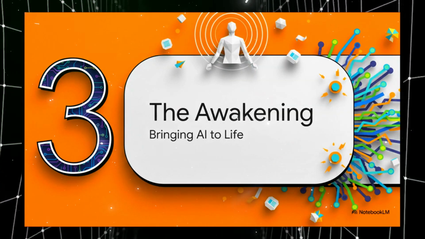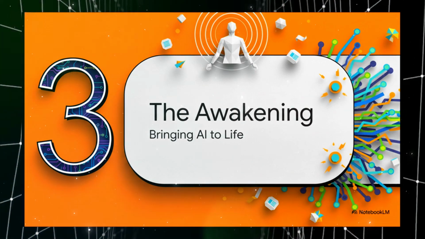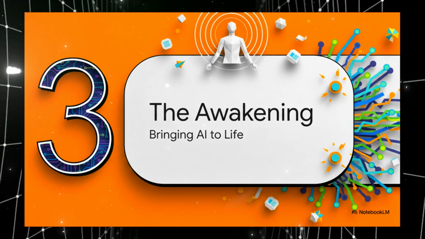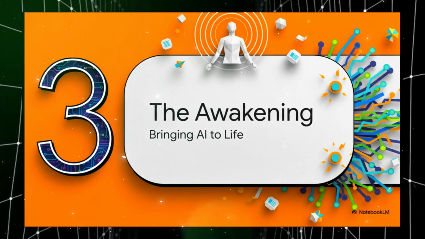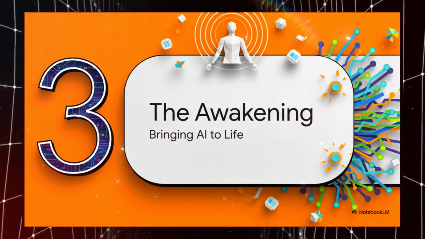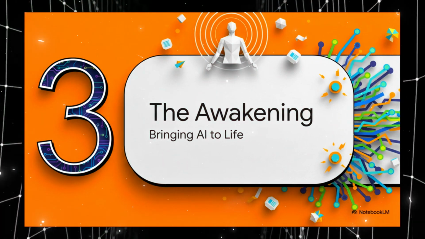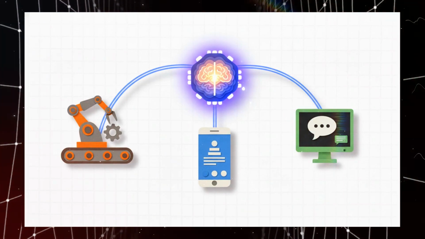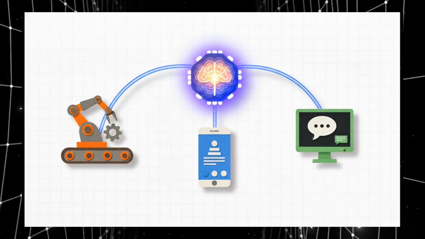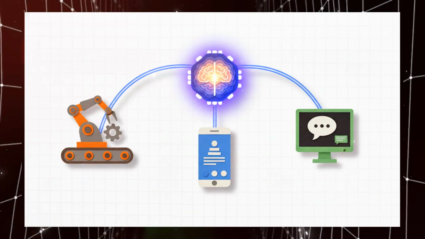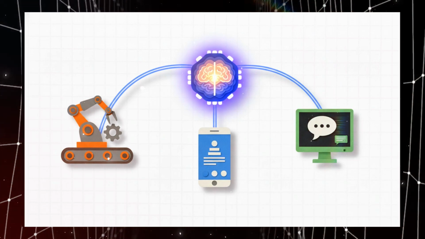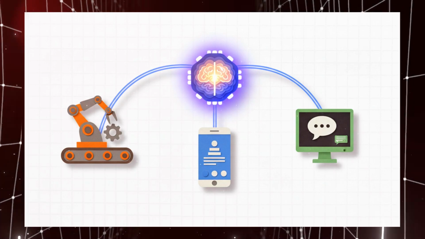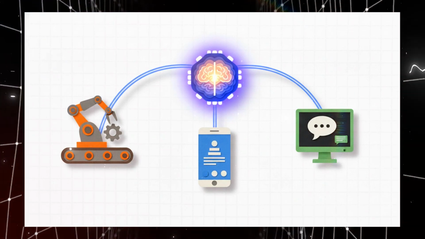So, after all that foundational work, all that data, all that intense, heavy-duty training, we finally get to the moment we've been working towards, the most rewarding part. This is what we call the awakening, the point where your creation is finally ready to come to life. Now, the technical term for this final step is deployment. But all that really means is you're taking your fully trained AI model out of the lab and releasing it into the real world. It might become a chatbot on a website, a new feature in an app, or even the brains of a robot on a factory floor. It is officially ready to start its job.